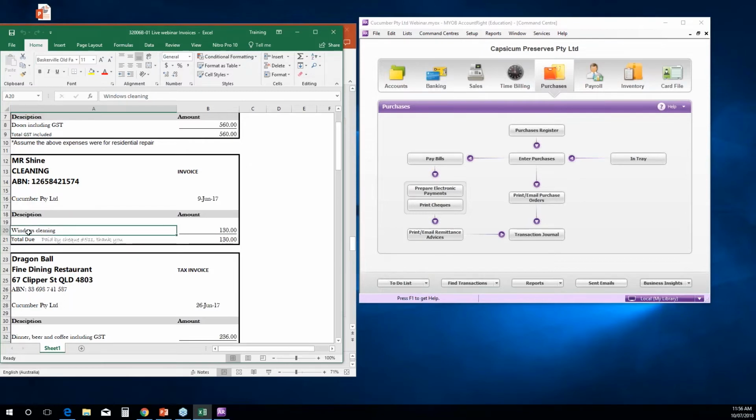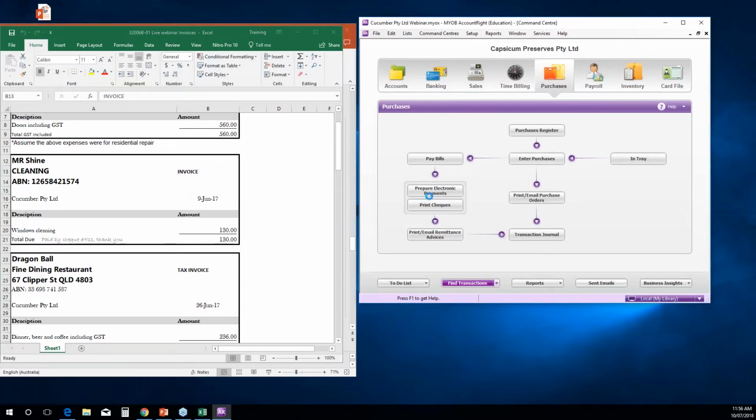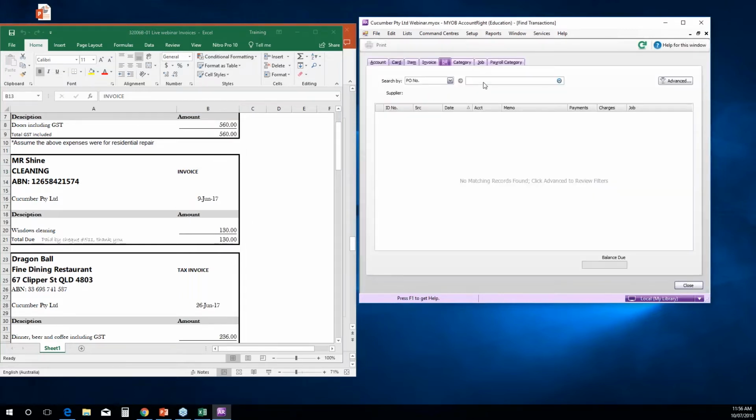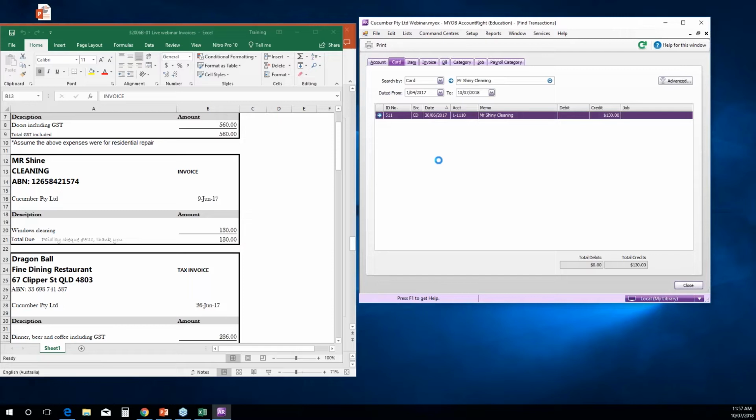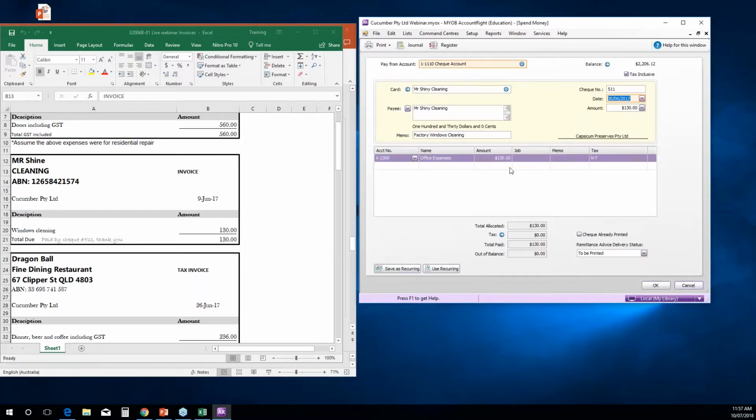It's Windows cleaning, cleaning services. It's subject to GST, but it says invoice and doesn't have any GST. That means Mr. Shine is not registered for GST, maybe a small sole trader. So I'm going to find the transaction again with card Mr. Shiny cleaning and go in and check his invoice. Oh, he's not registered for GST.